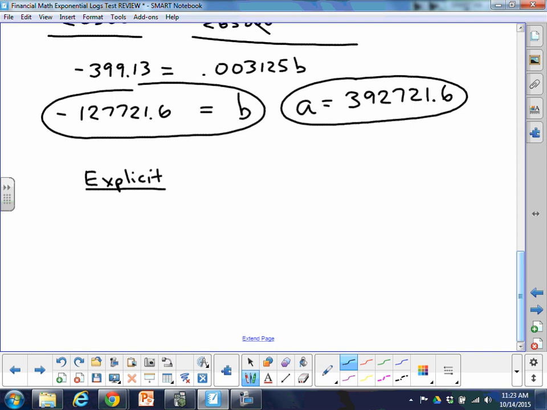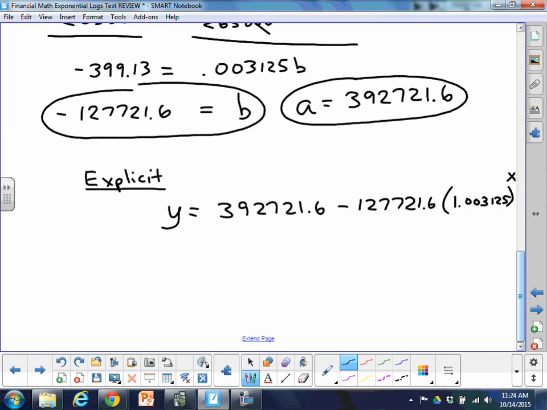Okay, and we said it's basically just like y equals A plus B, but it's a negative, so I'm going to do a minus, times the growth rate to the x power. Okay, that would be your explicit form. And that would allow you then to find the 120th month by just plugging in 120 for the exponent on that.